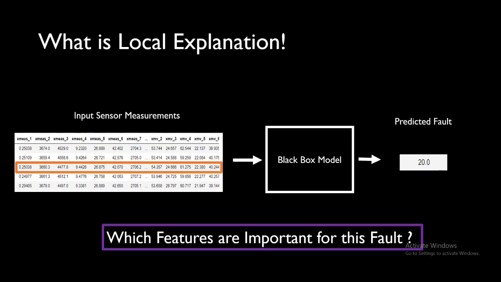In the previous videos, we have already seen what global explanation is, which gives a global idea of which features are important in our dataset. But in this case, we want to know for this exact sample which features have been contributing the most. All right.